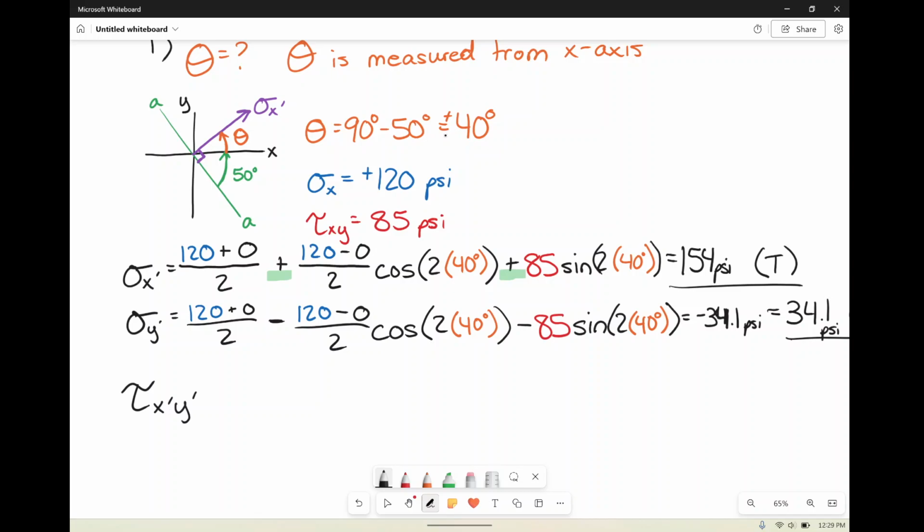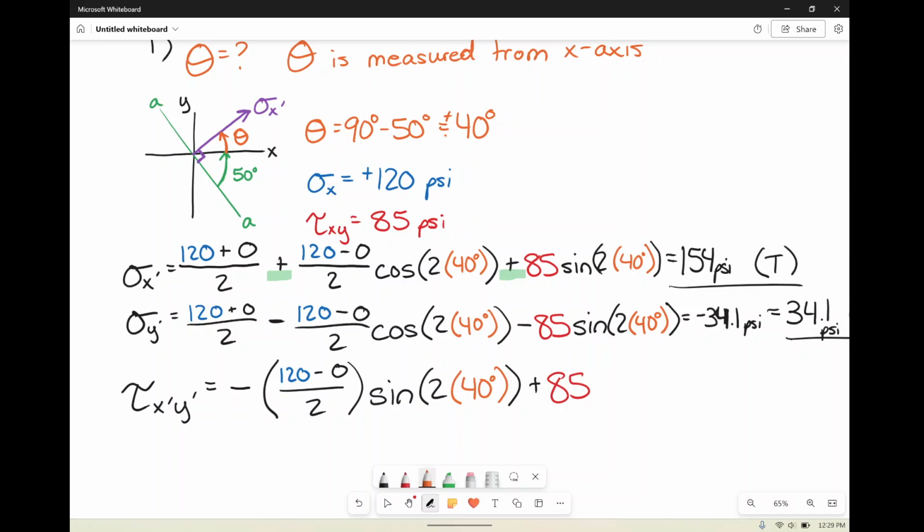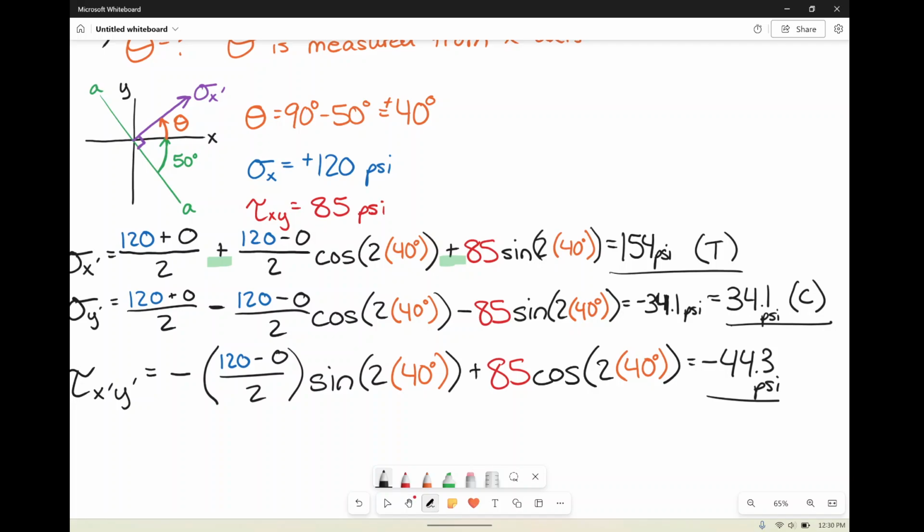And then lastly, we have x prime, y prime for our shear stress, and that is going to be negative. And then we have sigma x, probably best put this in parentheses to make sure you know where that negative is. Sigma x minus sigma y divided by 2 times the sine of 2 theta, theta being 40 degrees, and then plus tau xy, which is 85, times the cosine this time, the cosine of 2 times theta, which is 40 degrees. So what we're going to get this time is, again, a negative 44.3 psi. Now, actually, we do not write it as a tension or compression because it actually has a direction.